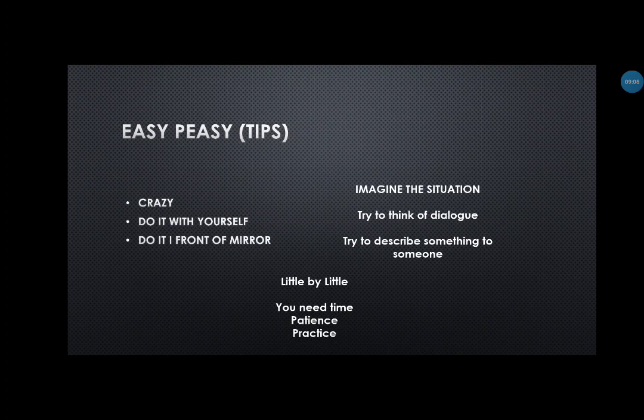Now, you might not want to do it in front of other people because it might be kind of crazy, but do it with yourself. Do it in front of the mirror. Just talk to yourself about something while you are waiting for a bus, while you are walking, while you're in your bed. Imagine a situation and try to think of a dialogue or try to describe something to someone.